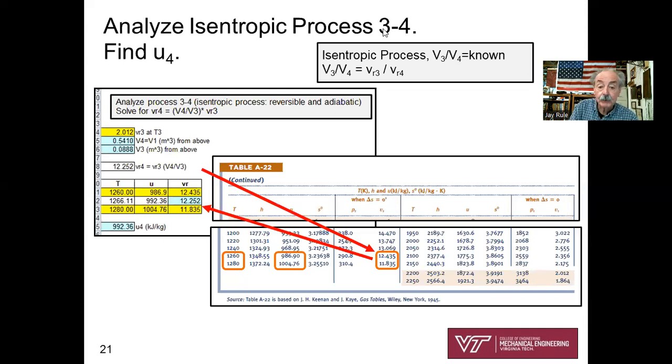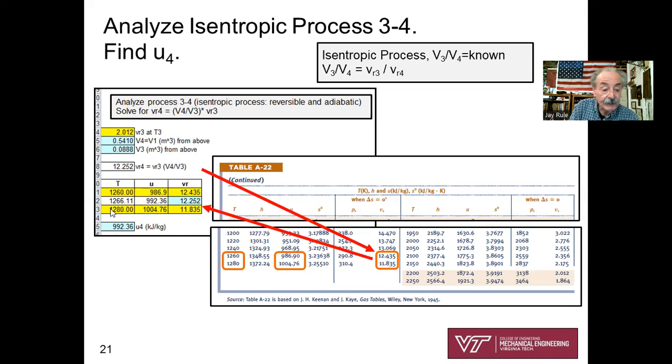Now we can analyze isentropic process 3 to 4 to find U4. So VR4, so we do the little jingle, VR4 over VR3 equals V4 over V3. We have all that information. Use our calculator to determine VR4 equals 12.25. We got to go shopping. And we look at the bottom column, VR, here we go. We're in between 12 and 11.8. Okay, so we got to go do that linear interpolation again for U4, 992.36.